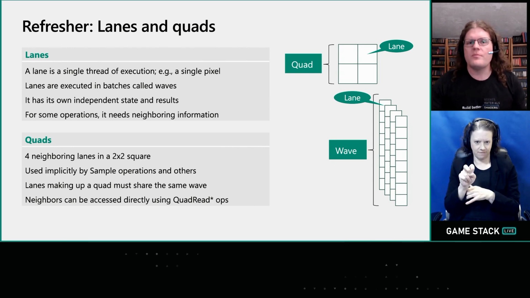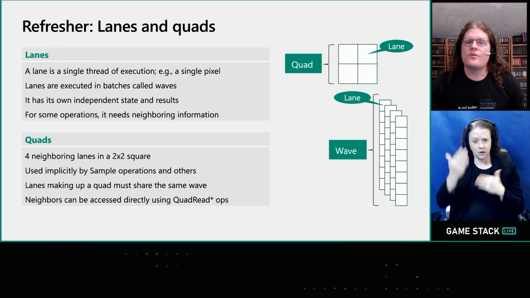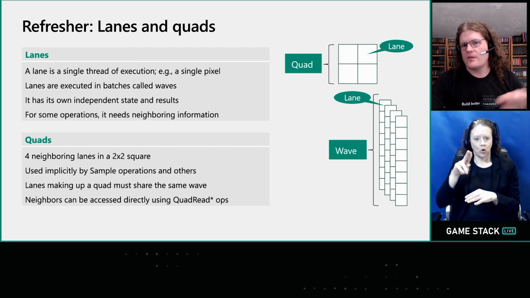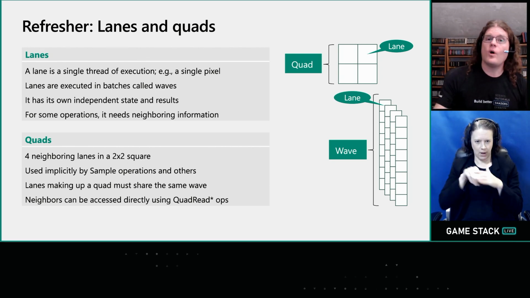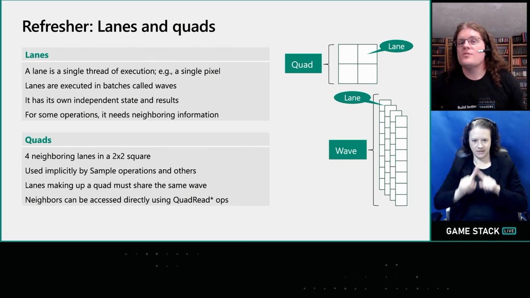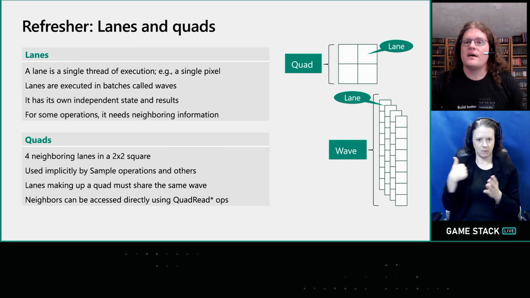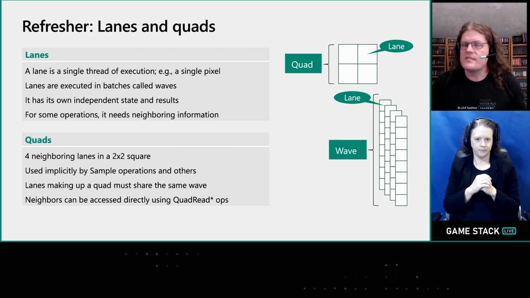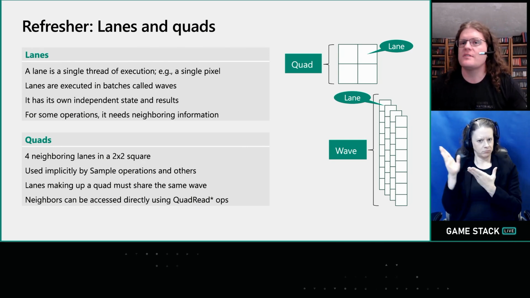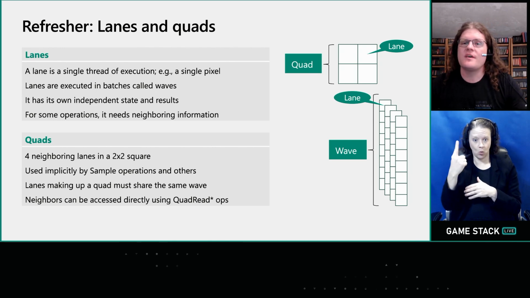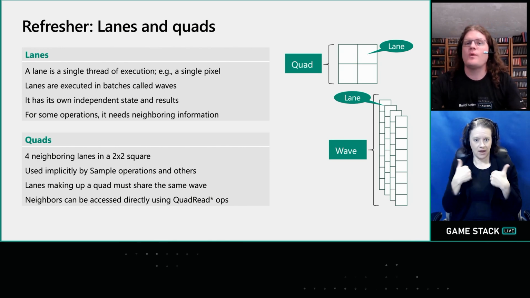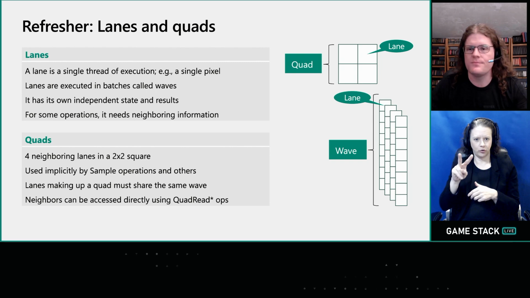Additionally, as some of you are probably aware, you can use the quad read operations to access the variables of your neighboring quad members as you prefer. So we've got a diagram here just showing an example of a quad. It's pretty simple, 2x2, and one element of it is a lane. And then we have a hypothetical 32 component wave consisting of a bunch of lanes.